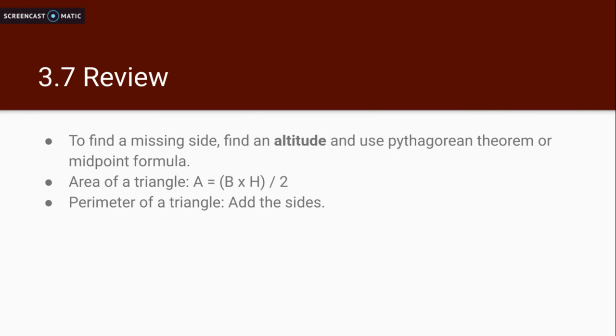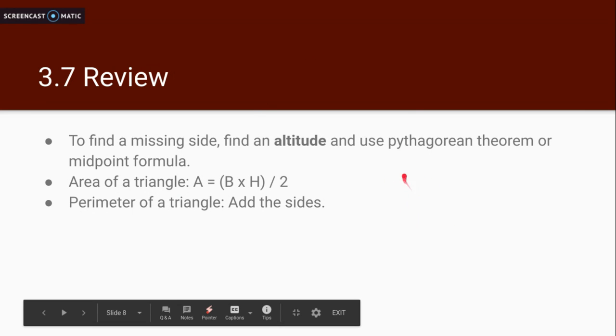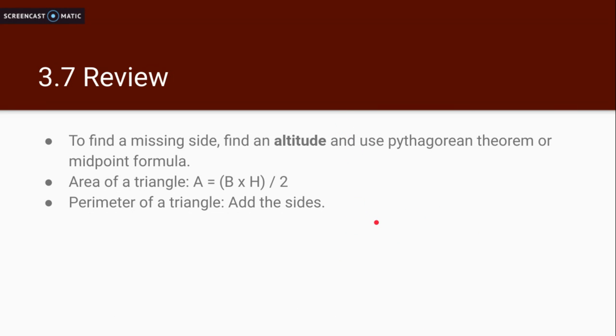3.7 review. To find a missing side, find an altitude and use the Pythagorean theorem or the midpoint formula. So if you're on a graph and you're trying to find the length of the triangle, you can do a squared plus b squared equals c squared, or you can use the midpoint formula.